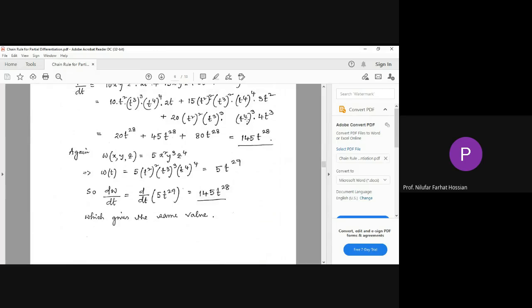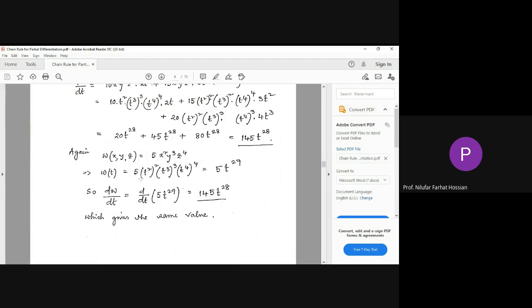Okay, it is done here. This is our function w(x, y, z) equal to this. So here you just put down the values of x, y, and z. So t square whole square, t cube whole cube, t to the power 4 whole to the power 4. So 16 plus 9 is 25, 25 plus 4 is 29. So ultimately it gives you 5 t to the power 29.